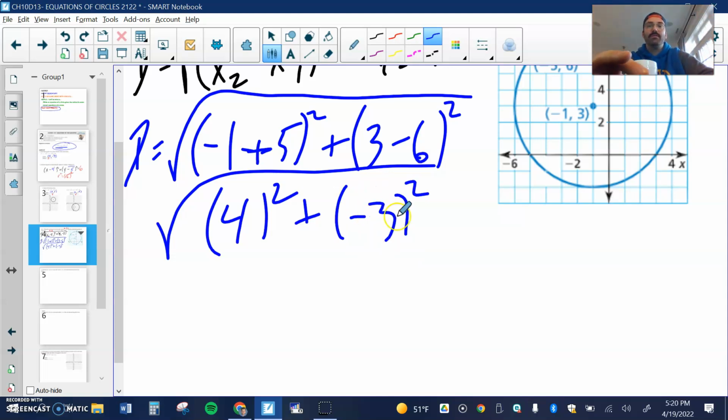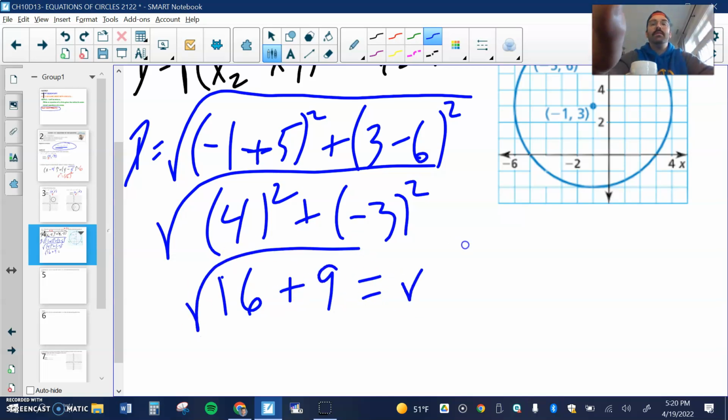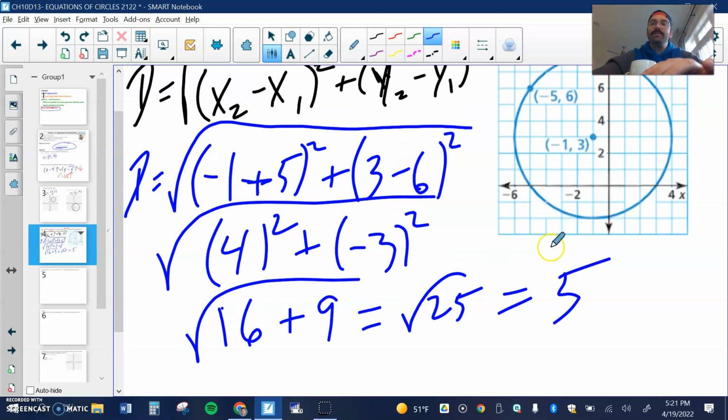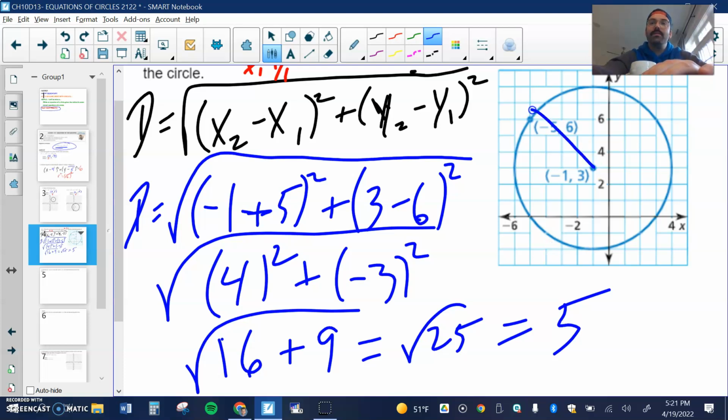Okay, you've squared -3 and you've got -9. Whenever you square a negative number, it is positive. Whenever you square a negative number, you get a positive number. The square root of 25 is 5. So what did we just find? We just found the distance from the center to a point on the circle, or in other words, we found our radius.